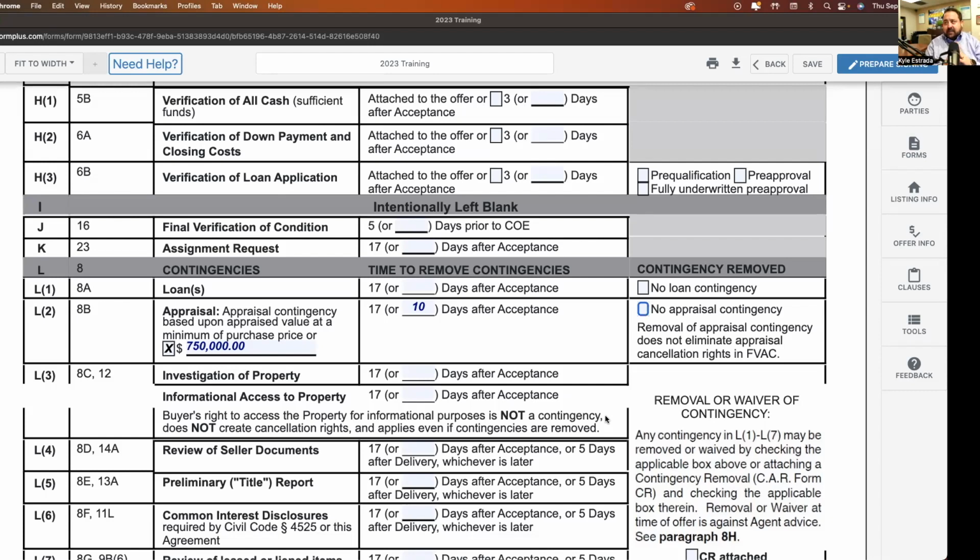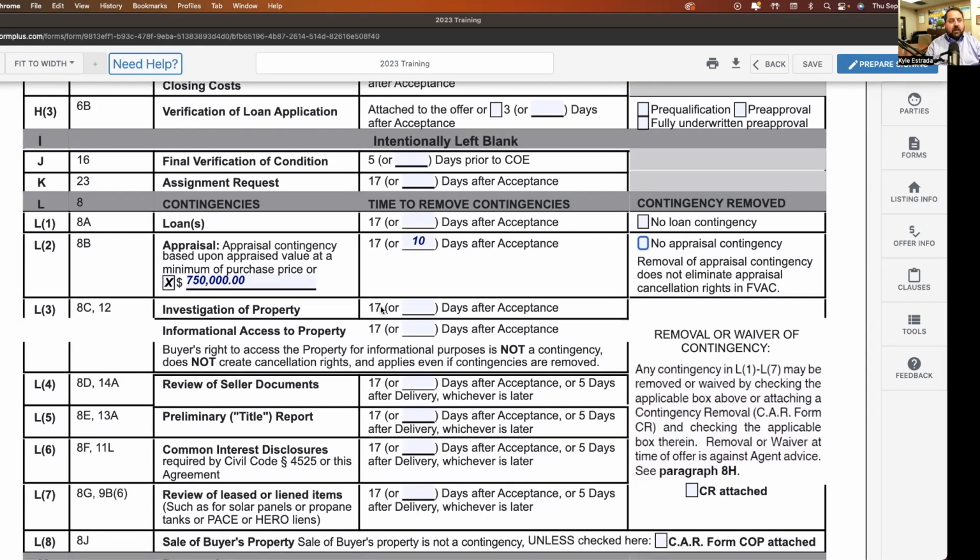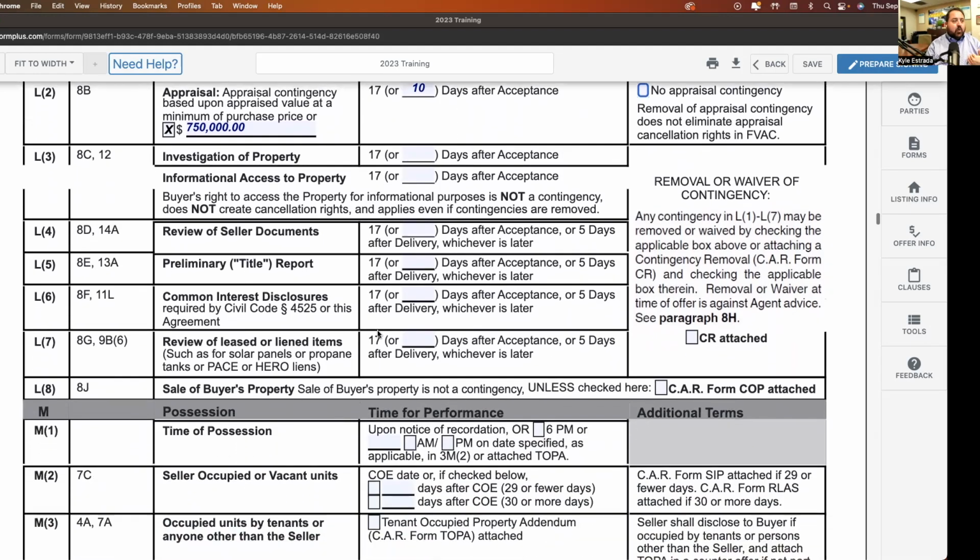Okay, all right, last chance for appraisal questions. Okay. All right. Investigation of property. Default 17 days. Again, address these days based on your escrow period. If you're leaving it at 30 or 45, 17 shouldn't be a problem. If you're going to lower your escrow period to 21 days or anything else, then you've got to address it here, right? 10 days, 7 days, whatever it is you feel comfortable with.